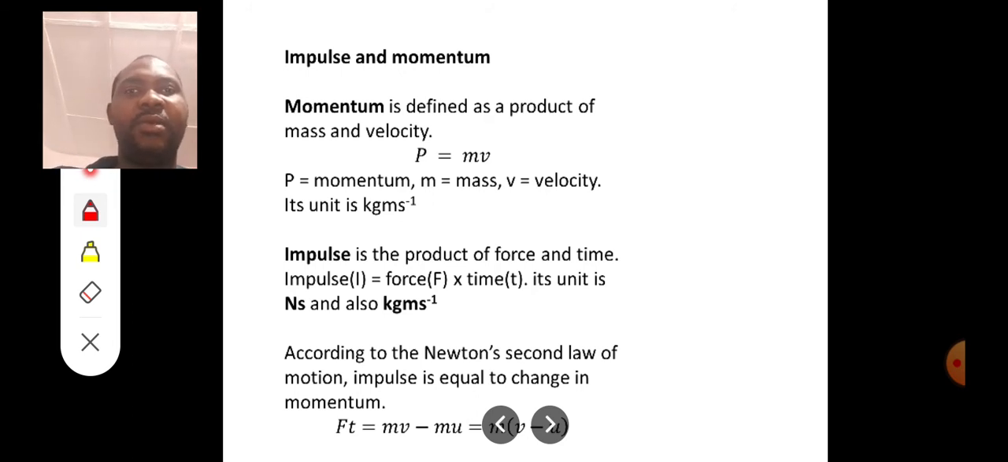Now, impulse is the product of force and time. Impulse I is equal to force times time. Its unit is Newton seconds: force is in Newtons, and time in seconds. Its unit is also kilogram meter per second.